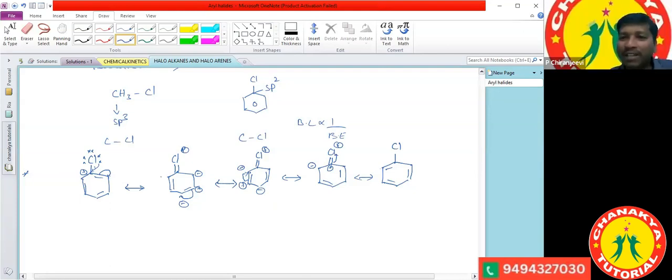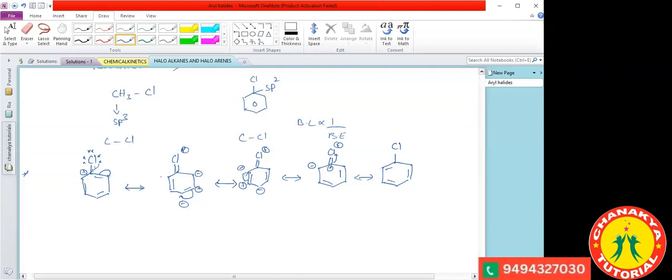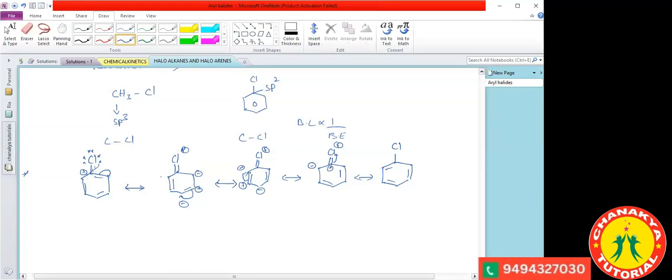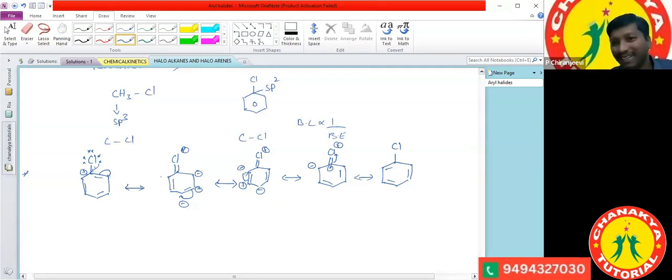Which bond can we break easily, a single bond or a double bond? A single bond breaks easily. The carbon single bond we can easily break. When the number of bonds between the atoms increases, more energy is required to break the bond. So due to that reason only, haloarenes are less reactive towards the nucleophilic substitution reaction.